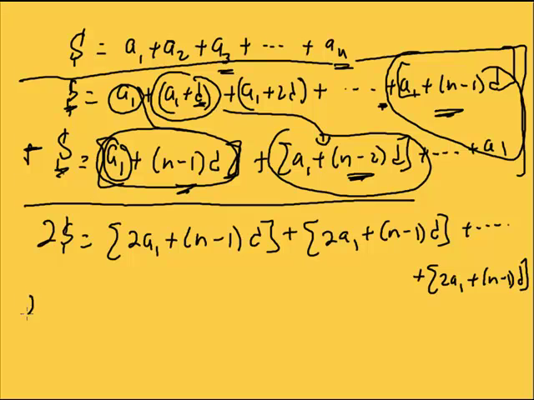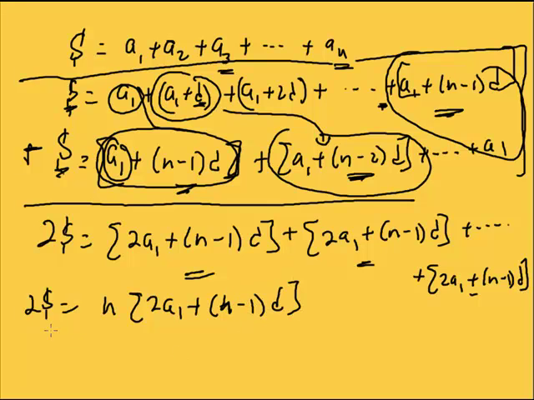Well, how many of these do I have? Altogether I have n terms, so I can rewrite this as n times 2a sub 1 plus n minus 1 difference. When I divide by 2, my s will become n over 2, all that times 2 times a sub 1 plus n minus 1 difference. There's my formula for finding the sum of an arithmetic series.